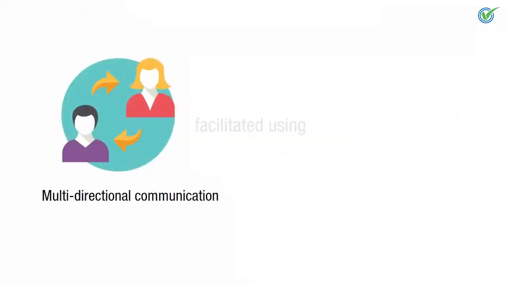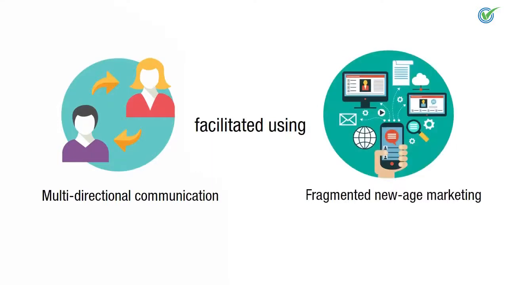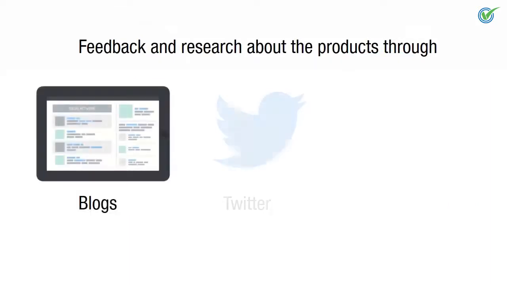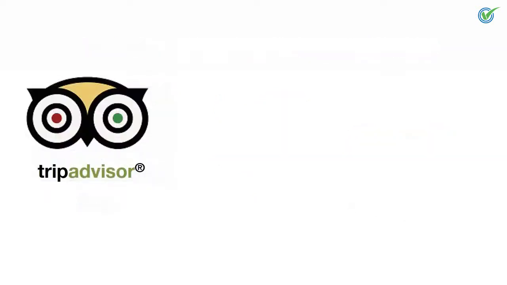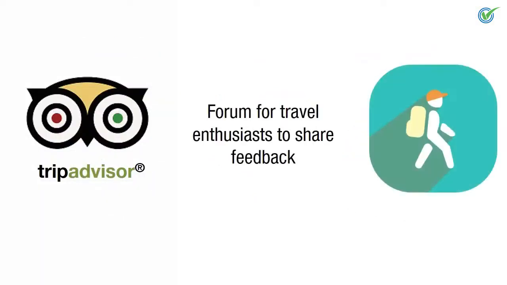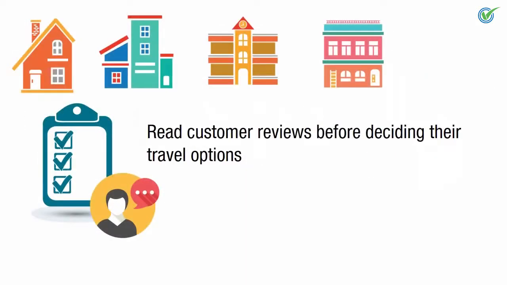Multi-directional communication is facilitated using fragmented New Age marketing. Customers can provide their own feedback or research what others have to say about particular products through blogs, Twitter feeds, Google reviews, and so on. TripAdvisor provides a forum for travel enthusiasts to share feedback about their experiences staying in particular hotels. Such feedback can significantly impact the buying behavior of future tourists who read customer reviews before deciding their travel option.